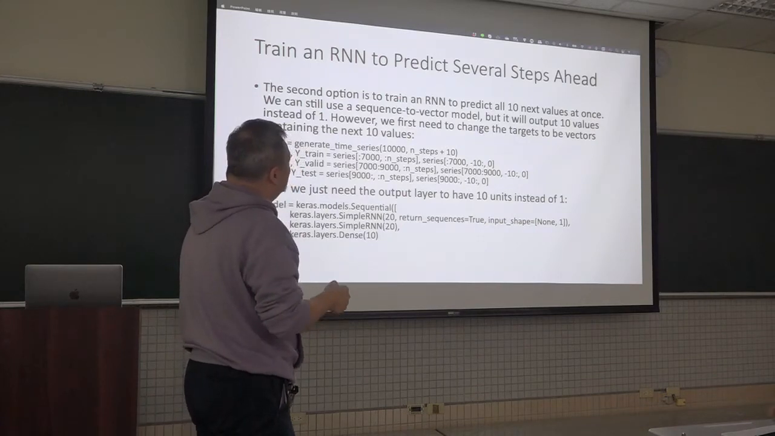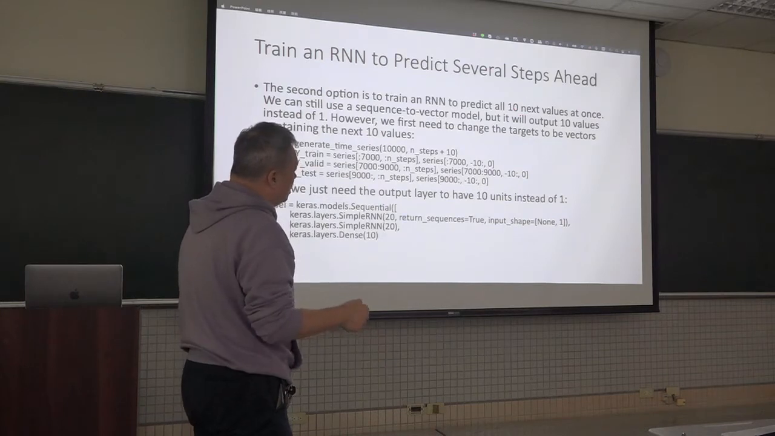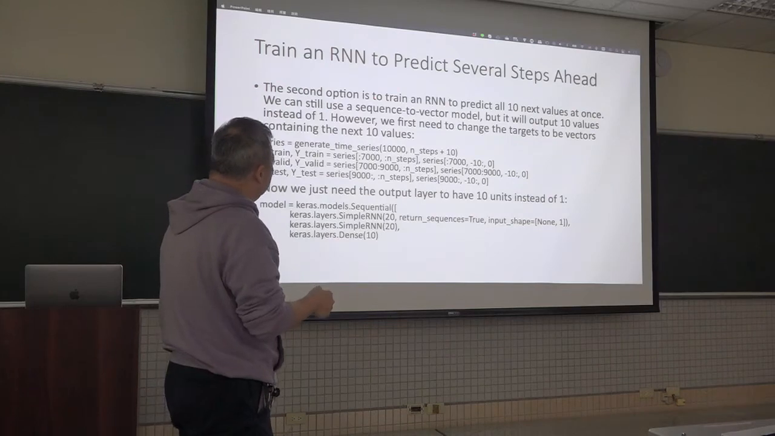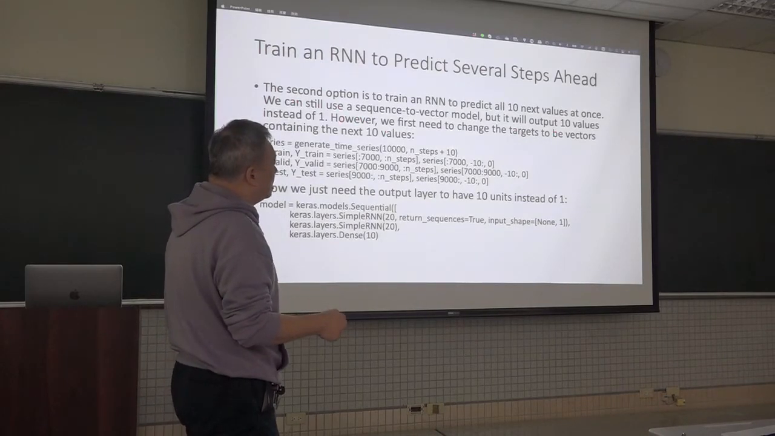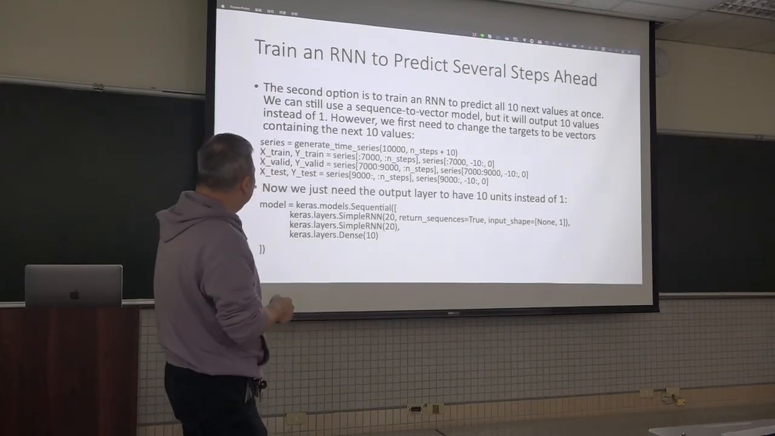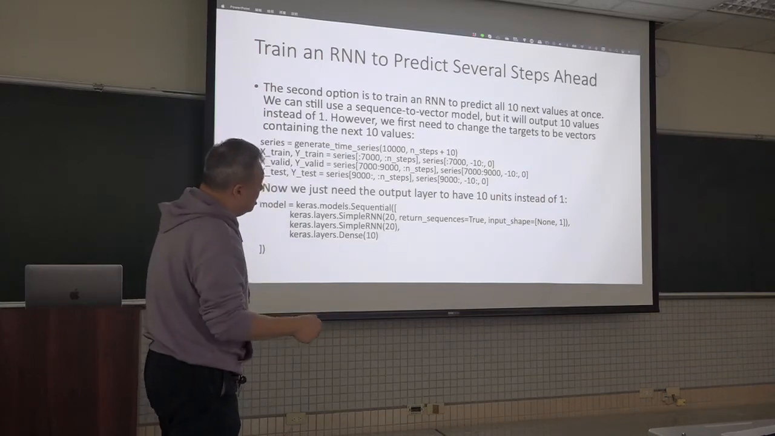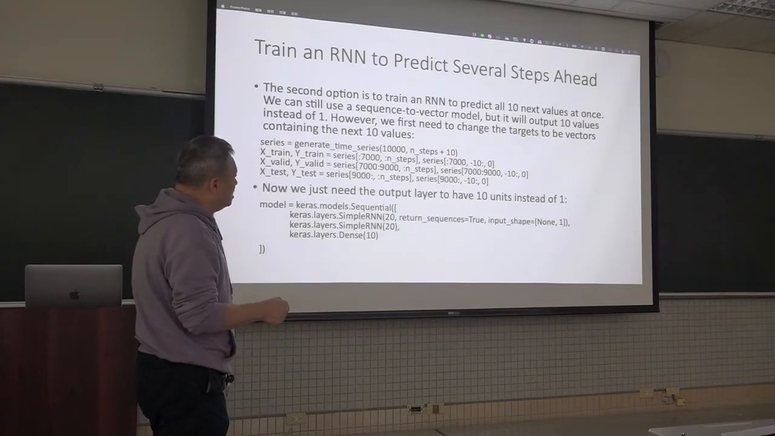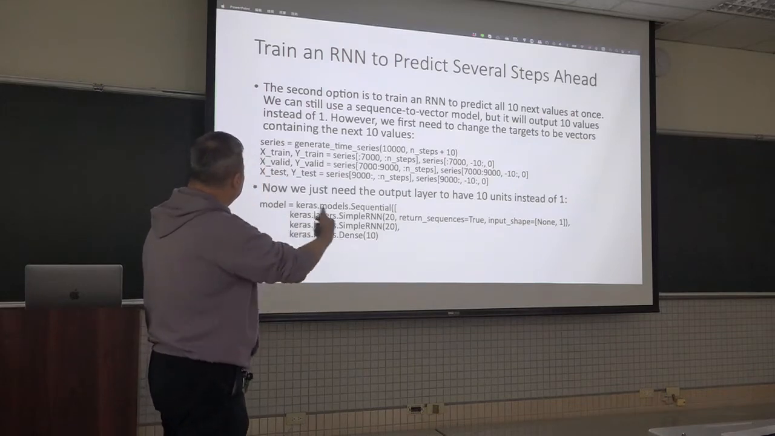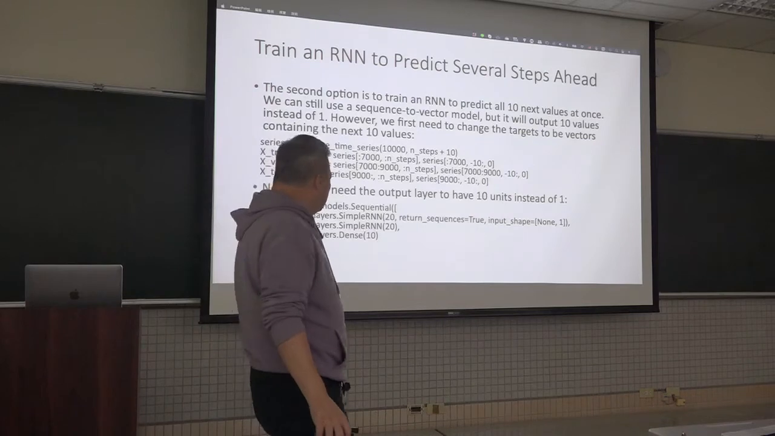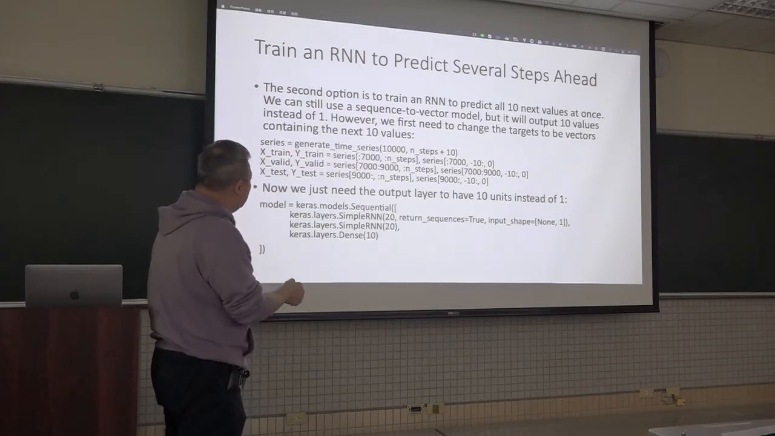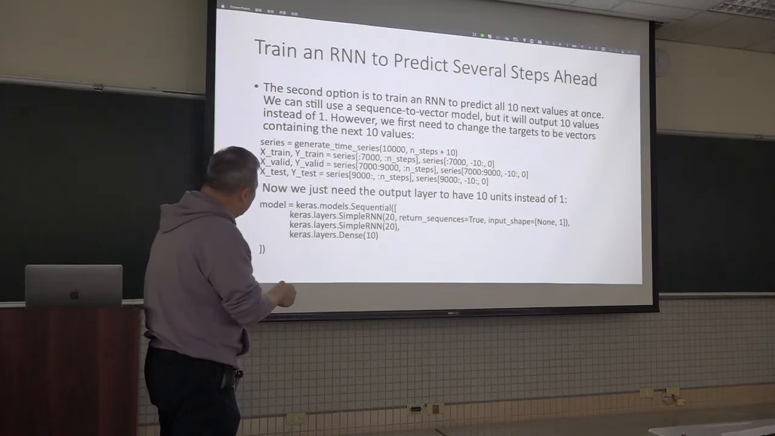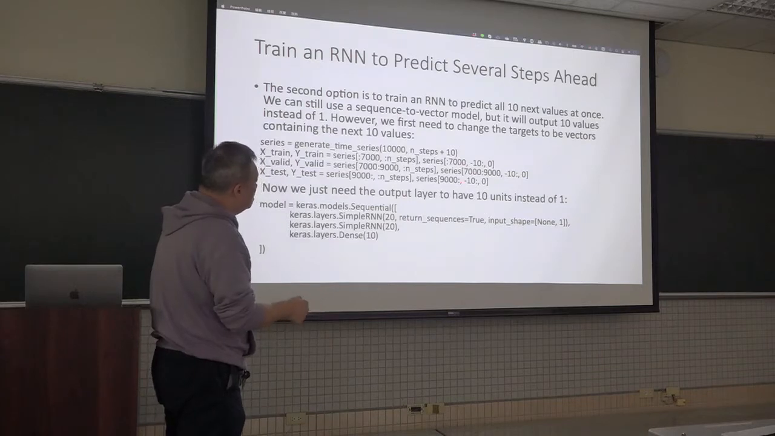The second option is to train an RNN to predict all 10 next values at once. We still use a sequence to vector model, but it will output 10 values instead of 1. So we first need to change the targets to be vectors containing the next 10 values. Basically, we prepare our data set so that the ground truth contains 10 values instead of 1, because if we do this option, the model needs to be retrained, obviously. So first we generate n-step plus 10, and we split it into training set, validation set, and test set, and the ground truth will contain the last 10 values for each series.